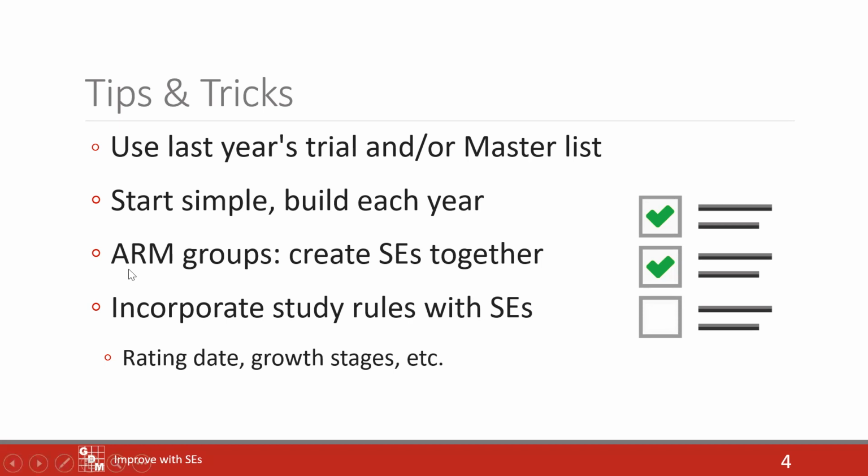If you have a group of colleagues that are working in ARM, it can be helpful to get together and make SEs as a group. And maybe you open up last year's trial, or you just sit together, somebody shares their screen and you go through the master list. But working together, you get kind of a group think of all the different things that can go wrong, to get the SEs that you want, to catch anything that usually causes problems.